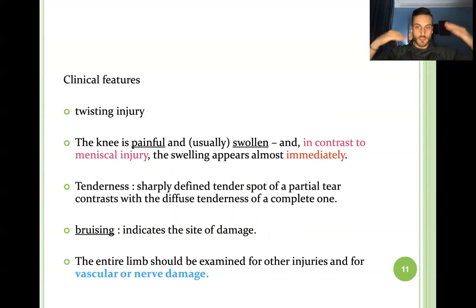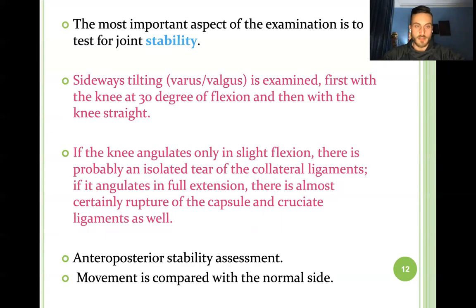So it's important to keep in mind the mechanism of injury and the history. Usually, in a meniscal injury, the swelling appears immediately. If you have a ligamentous injury, it's going to be pain, then some time, then swelling. So this is the comparison. There will be for sure pain and bruising, okay? And sometimes it could be vascular damage. So keep this in mind.